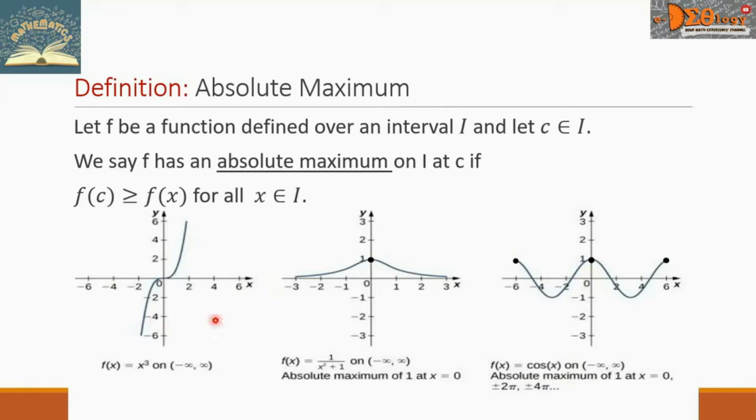Here we have another example. The function is f of x equals x cubed on the interval negative infinity to positive infinity. In this case, we say that there is no absolute maximum. This part of the graph will go up continuously up to infinity.